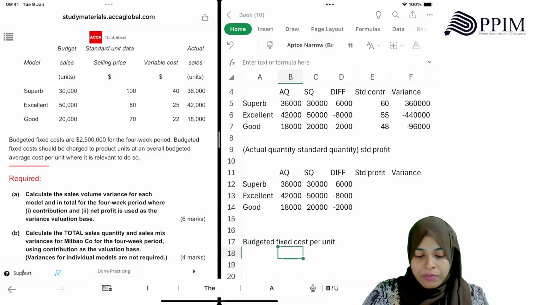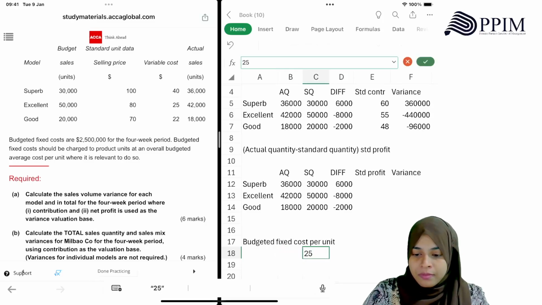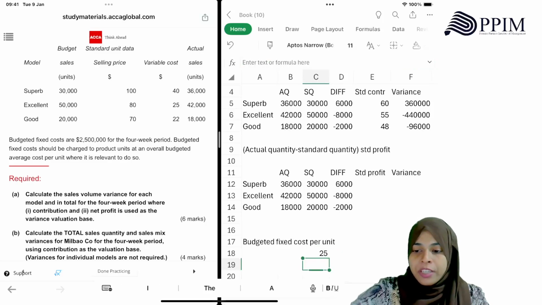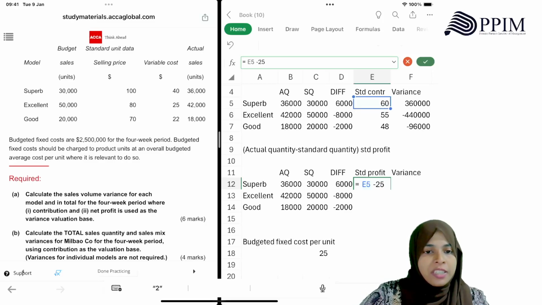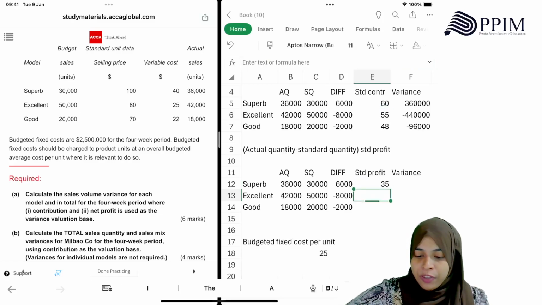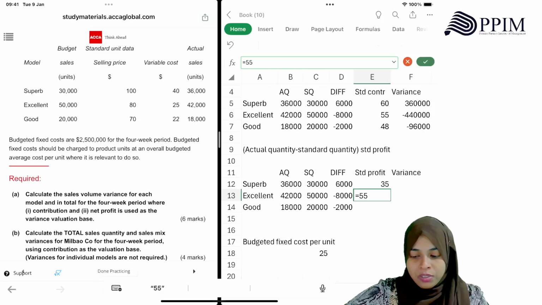You take 2.5 million divided by 100,000. 25. So what is the profit then from contribution? You minus the fixed cost per unit, correct? That will be your profits. For everything you have to keep minusing the fixed cost.